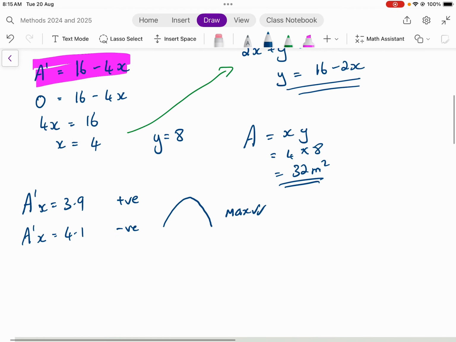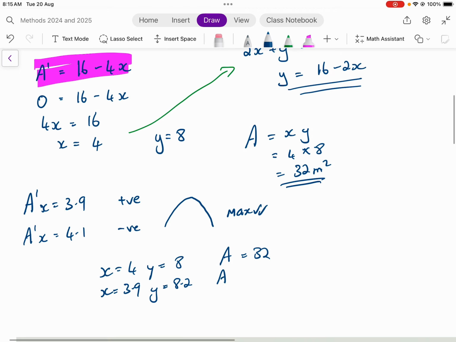And another way to prove it is just to check. So if x was 4 and y is 8, then area is 32. If x was just smaller than that, 3.9, y would be 8.2, substituting it into the original perimeter equation, and the area is 31.98, so smaller, so 32 is definitely bigger. And if we go the other way, 4.1, y would have been 7.8, and the area of that one would have been 31.98. So we have indeed found the maximum area for this fence.